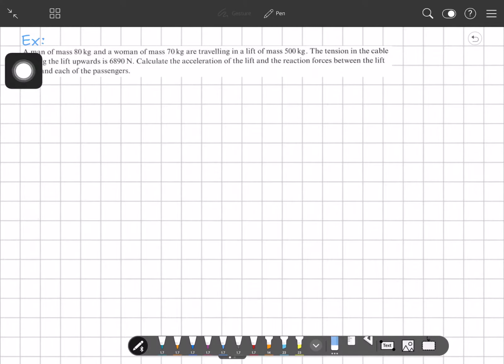Let's see another example. Here we have a man of mass 80 kg and a woman of mass 70 kg traveling in a lift of mass 500 kg. The tension in the cable pulling the lift upward is 6,890 Newton. Calculate the acceleration of the lift and the reaction forces between the lift floor and each of the passengers. Let's pause the video and take a few minutes to draw the force diagram for this problem.